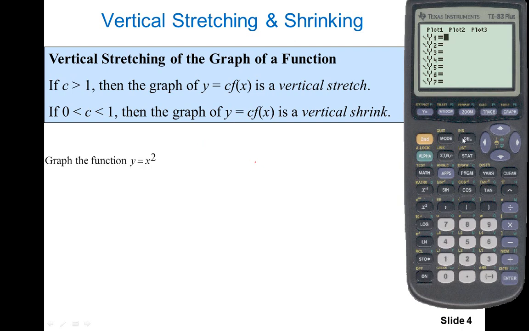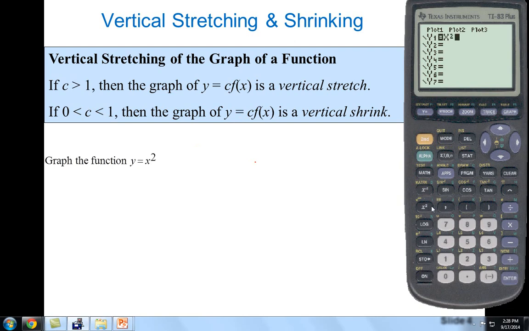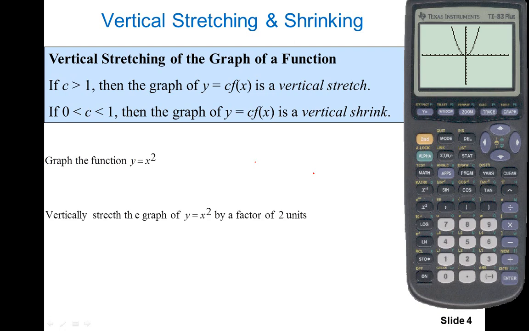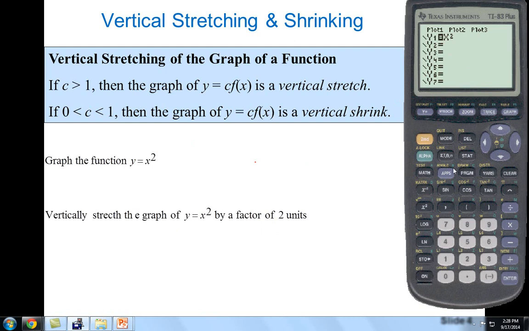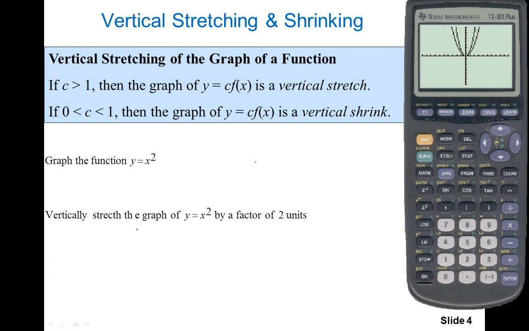Here again, we'll take a look at the function x squared. So we have our quadratic equation once again. Now we'll vertically stretch the graph of y equals x squared by a factor of 2 units. So for y sub 2, I'll now enter 2x squared, and I'll regraph. And notice that we have a vertical stretch by a factor of 2 units. So our newfound equation is y equals 2 times x squared.